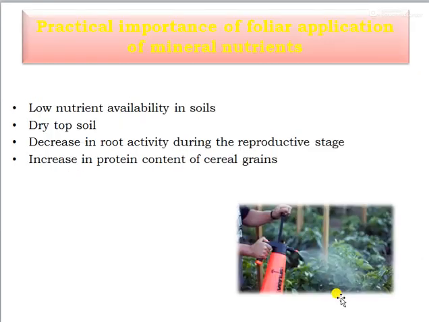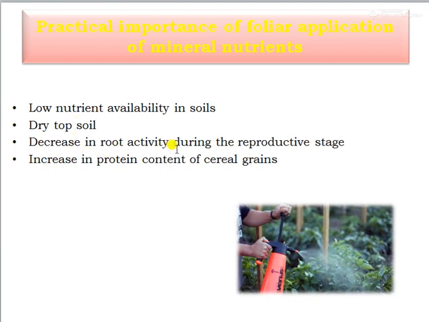foliar nutrition. And the next point is the practical importance of the specific foliar application of mineral nutrients. There are four practical reasons. First, low nutrient availability in the soils, hence the nutrients need to be applied as foliar feeding. Then dry topsoil: when the topsoil lacks moisture, the nutrients applied to the soil suffer losses, so they need to be applied as a foliar application.